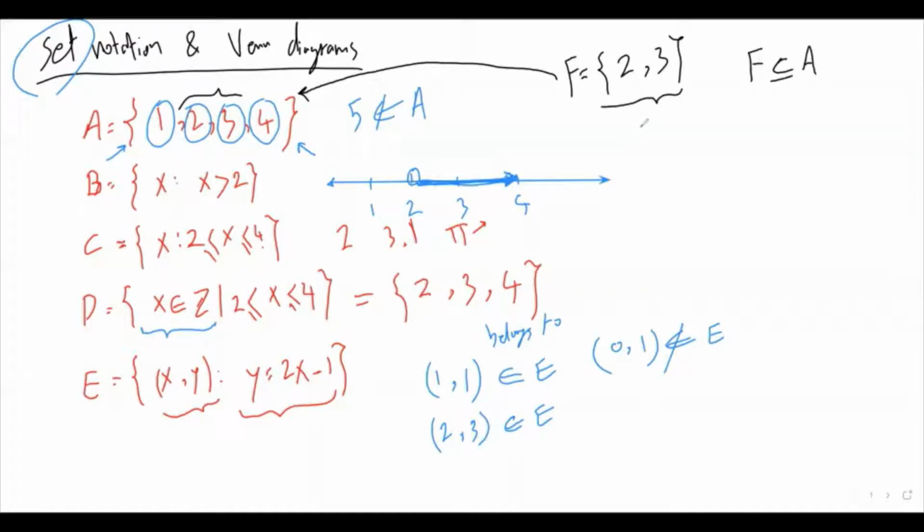So I can have another set which only has one element, like G, which has only one element, and also G is a subset of A. However, G is not a subset of F, because you don't see 1 in F, do you?